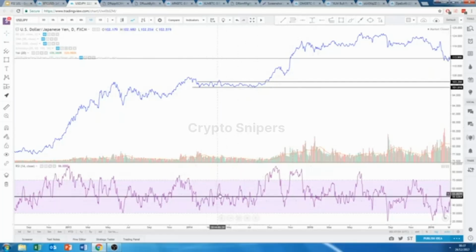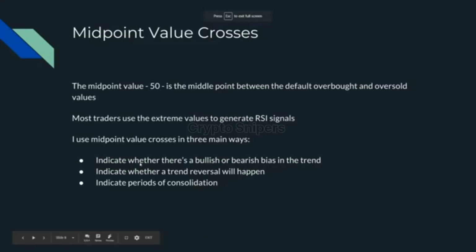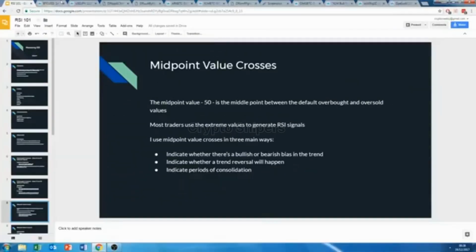So you see this, you pay attention, you set up your patterns, indicators, whatever else it may be, and then you get to catch a big move like this. So that's how we do consolidation. Then the other two things, and I'm going to treat them quite similarly, is you can use the midpoint value generally to indicate two additional things: whether there's a bullish or bearish bias, and whether a trend reversal will happen. So how do we do that?